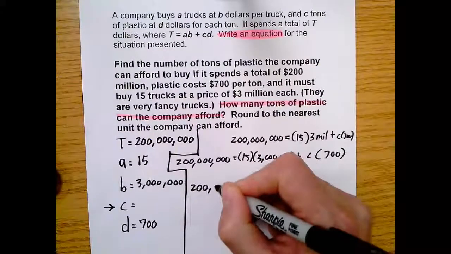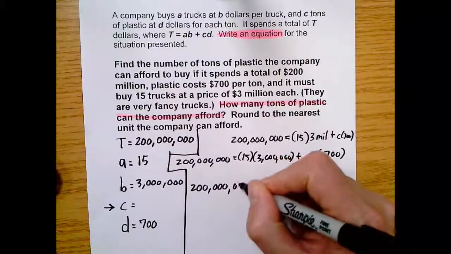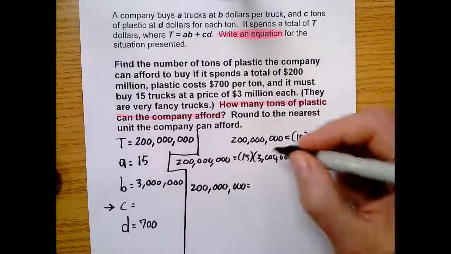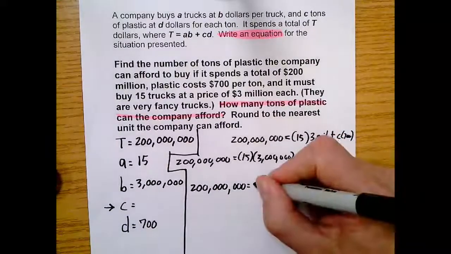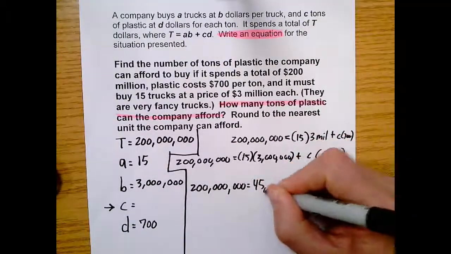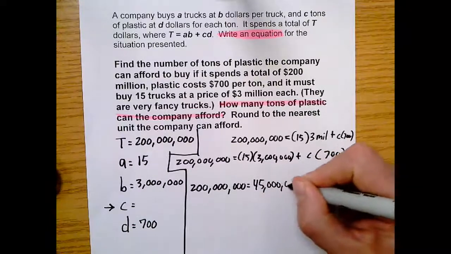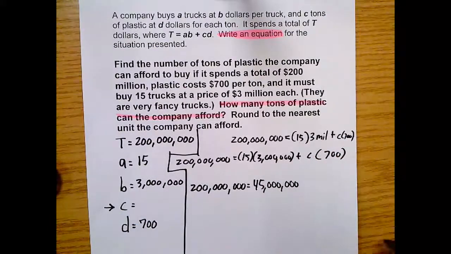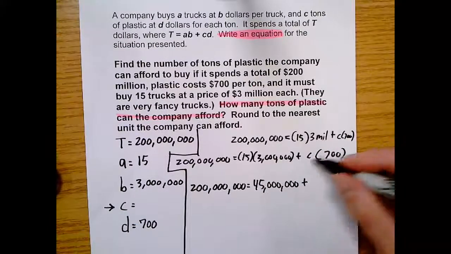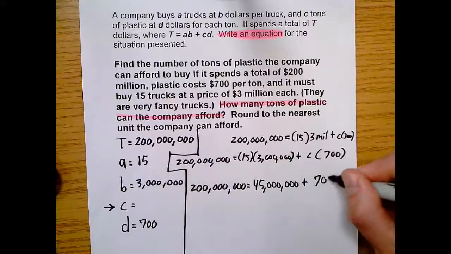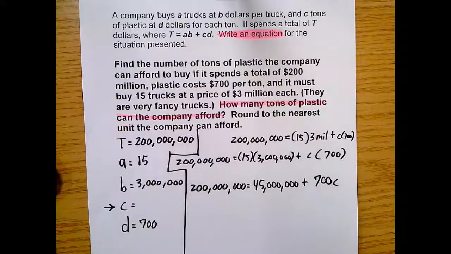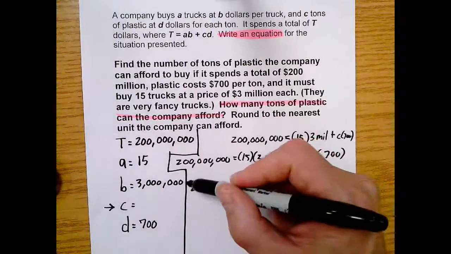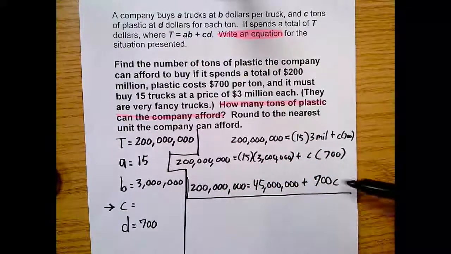2 million is equal to, and 15 times 3 million is 45 million. Okay, and then we're going to say plus, and 700 times c is just 700c. And that right there, that would be your answer to the first part. Write an equation. Very good.